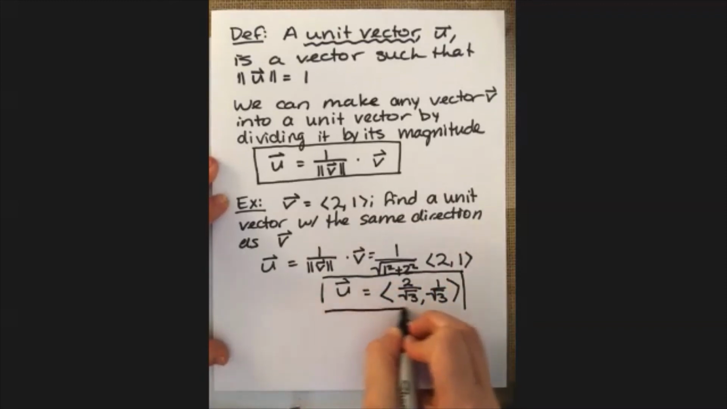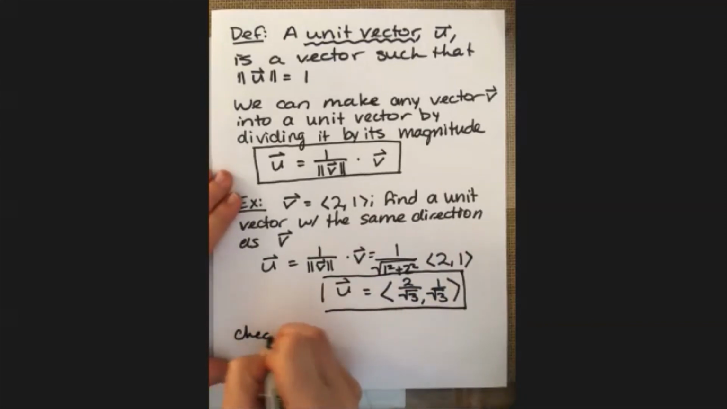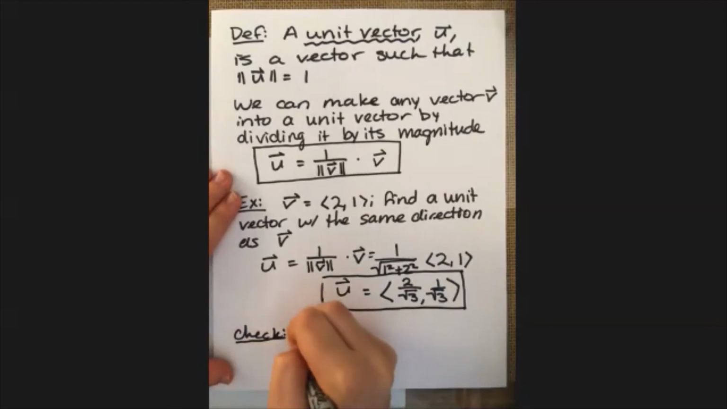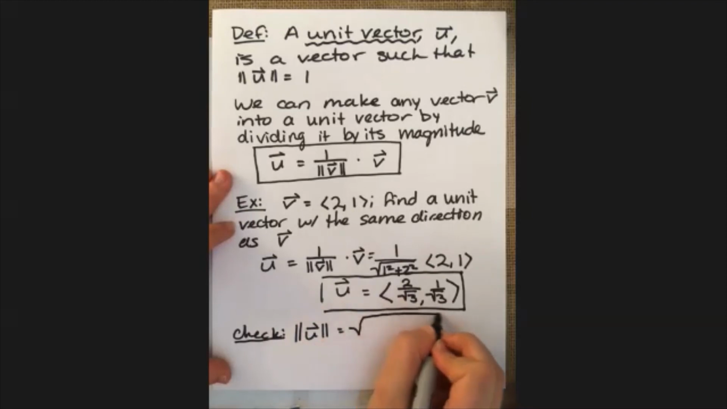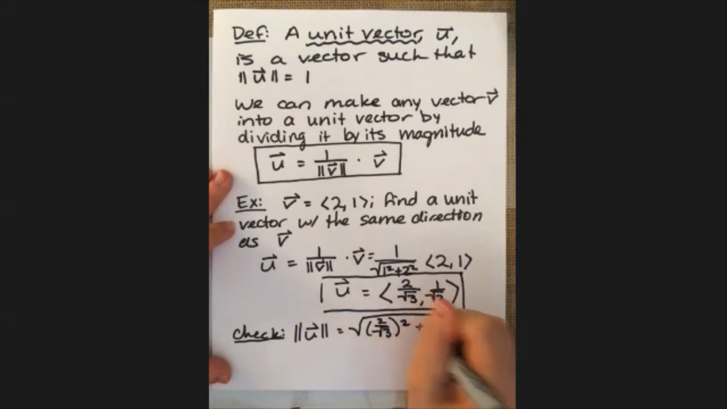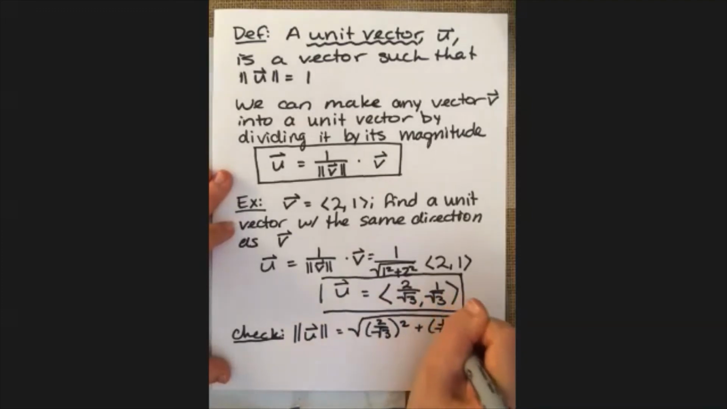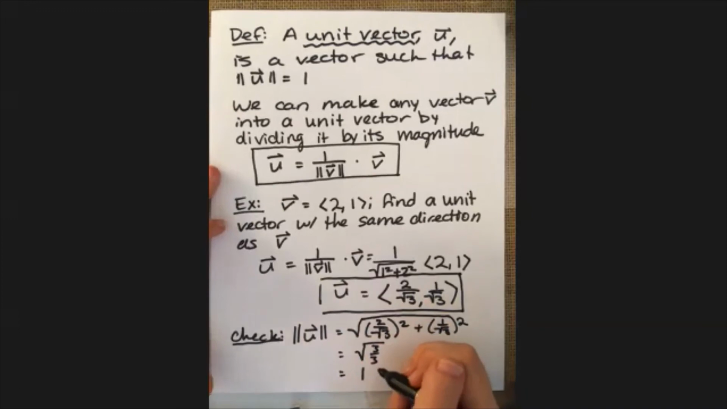It points in exactly the same direction as our vector v. The only difference is that it's been scaled or shortened so that it only has length 1. And we can actually check that just by looking at the length of that vector u. So 2 over root 5, square that, add to it 1 over root 5, square that. That's going to be equal to the square root of 5 over 5, which is just equal to 1. So our result does indeed only have length 1.